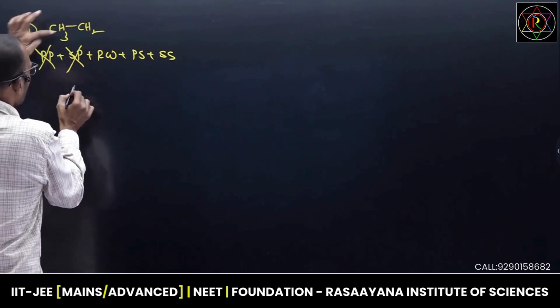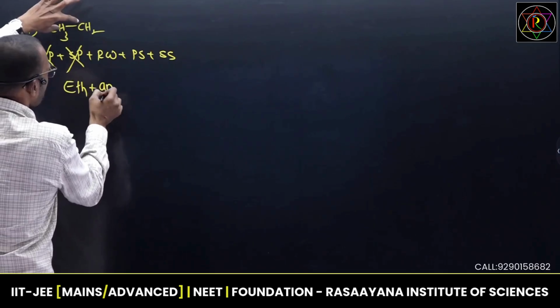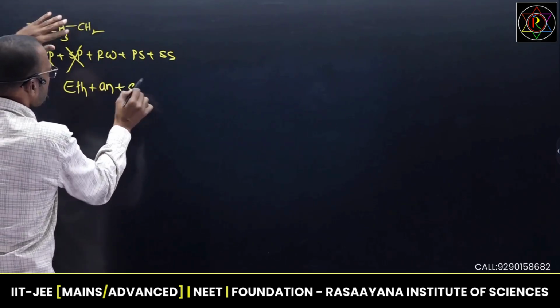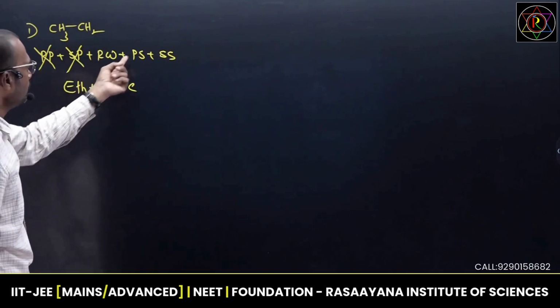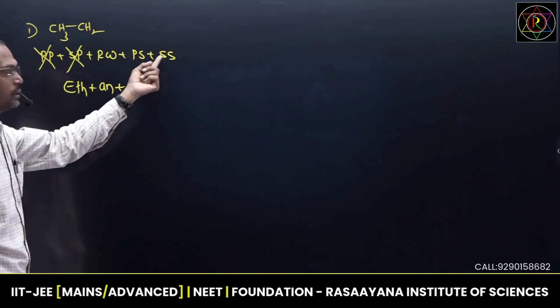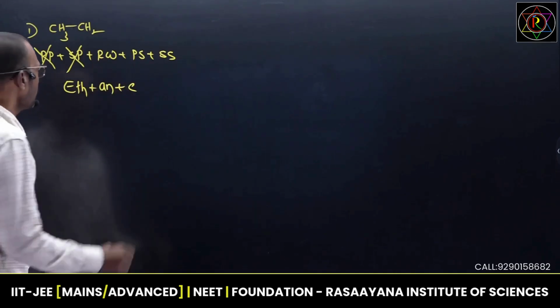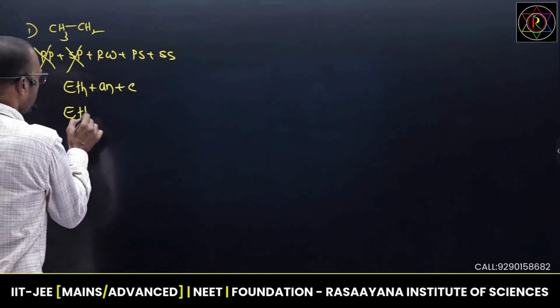Root word: two carbons are there, eth. Carbon-carbon single bond, an. And it is only hydrocarbon, that is e. Root word is two carbon. Primary suffix, single bond is present, an. Secondary suffix, it is hydrocarbon, ending with e. That's why the complete name is ethane.